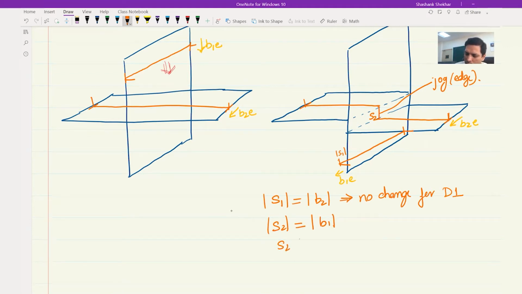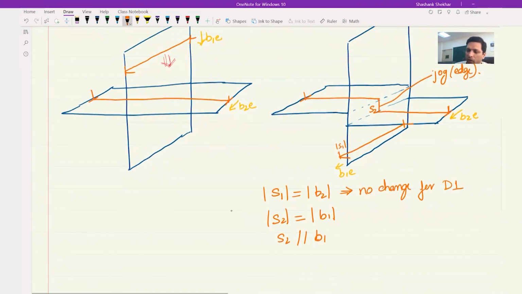the step S2 is parallel to B1, and which is what we see here, which is jog or edge. It's a jog type dislocation and it has edge character.